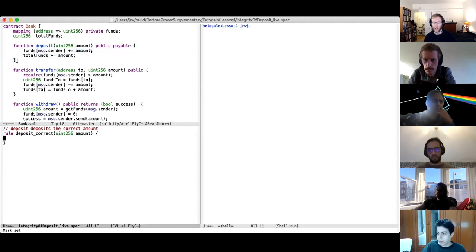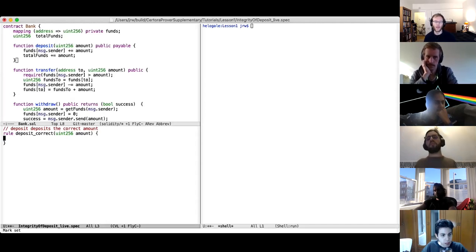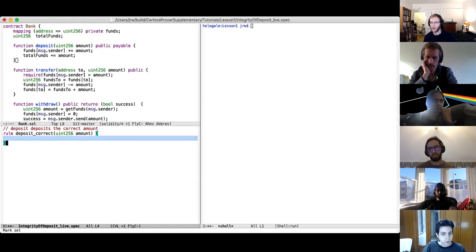We haven't actually written the rule yet, but the rule is going to say basically that deposit adds the right amount. It's going to say, now try to prove that funds of message.sender is equal to the old version plus amount. And then it's going to ask a logic solver to solve that formula. So we basically compile the code into logic, compile the spec into logic, and make sure that the code implies the spec.